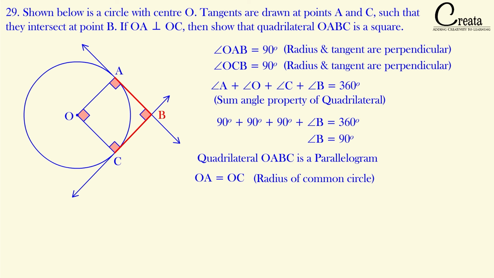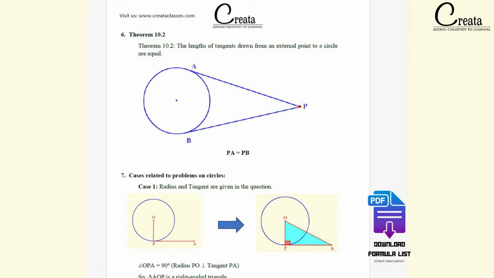Tangents from an external point are equal to each other. B is the external point and from this external point we are having two tangents, BA and BC. So BA will be equal to BC. Both the tangents to a common circle will be equal to each other. These concepts of the tangent belong to the chapter Circles.